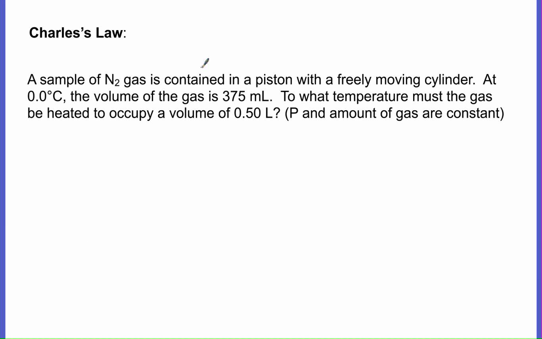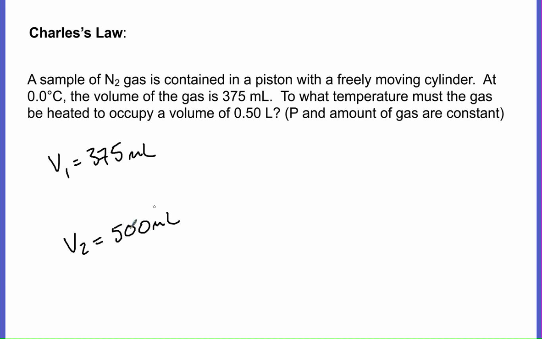So one more example. A sample of nitrogen gas is contained in a piston with a freely moving cylinder. At 0 degrees Celsius, the volume is 375 milliliters. To what temperature must the gas be heated to occupy a volume of 0.5 liters? So again, just collect what I know. I know an initial volume is 375 milliliters. My final volume is in liters here, so I need to write it in milliliters or flip the other one. It really wouldn't matter which one you did, but I'm going to change it to milliliters. I'm going to call it 500 milliliters.